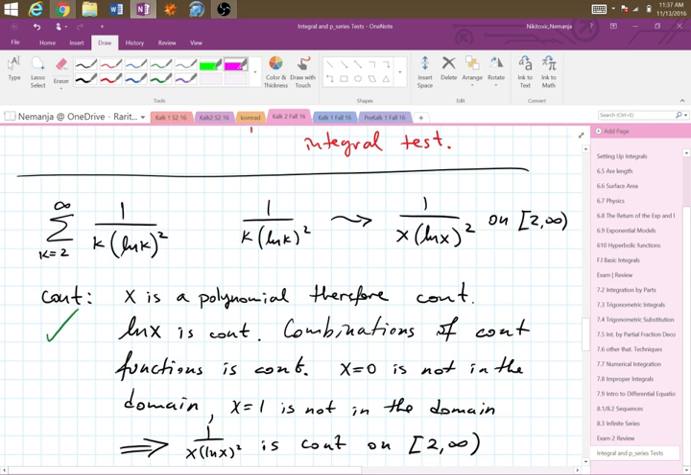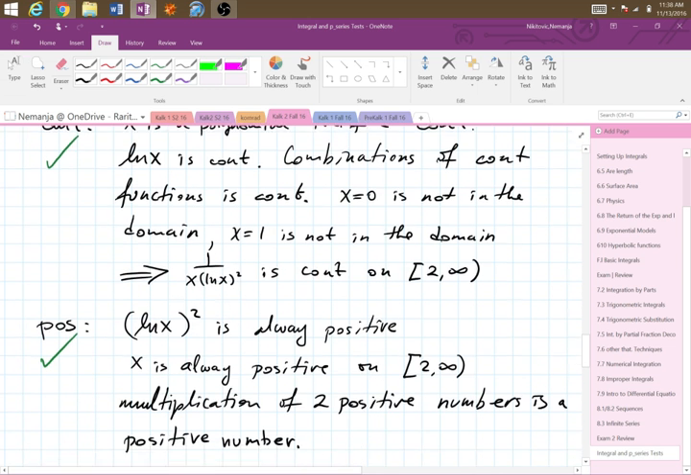In terms of continuity, we can use the theorem from Calculus 1 stating that all polynomials are continuous, that ln x is continuous, so combinations of continuous functions are also continuous. The only problem point that we might have here is 0, but we are on the domain 2 to infinity. And another one is 1. Again, we are on the domain 2 to infinity. So none of those problematic points are in our domain. Therefore, we can claim continuity on 2 to infinity.